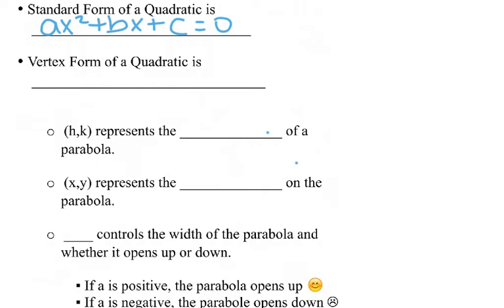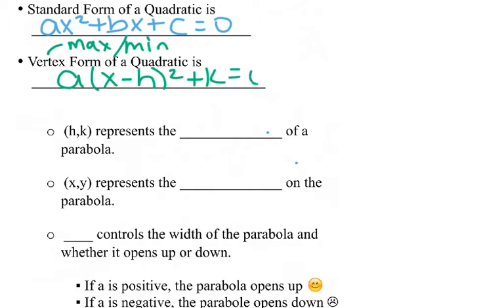Vertex form you use when you want to look at the vertex. So remember, vertex means the maximum or minimum. So whenever I say vertex, I'm talking about the max or the min. So here's vertex form. It's a times (x minus h) squared plus k equals 0. So these are representing the exact same quadratic. There's just different forms that you'll look at sometimes, and you just need to know that they are equivalent to each other, so they mean the same thing.